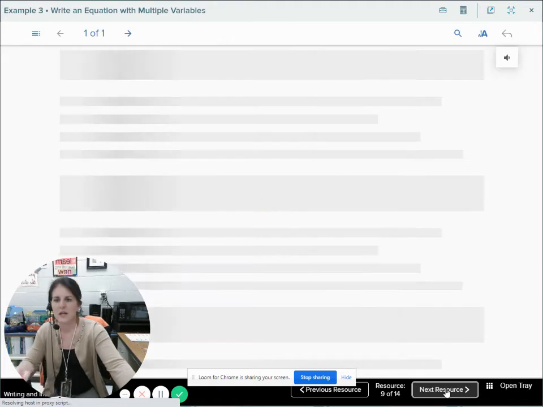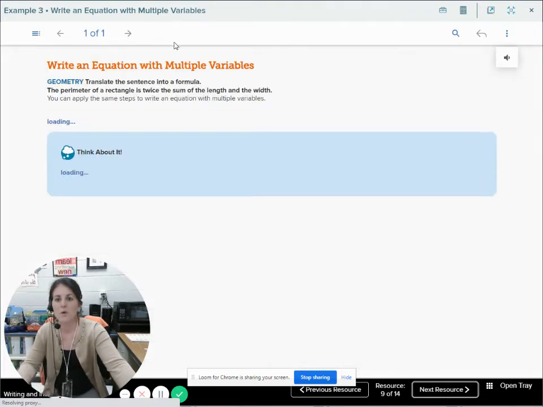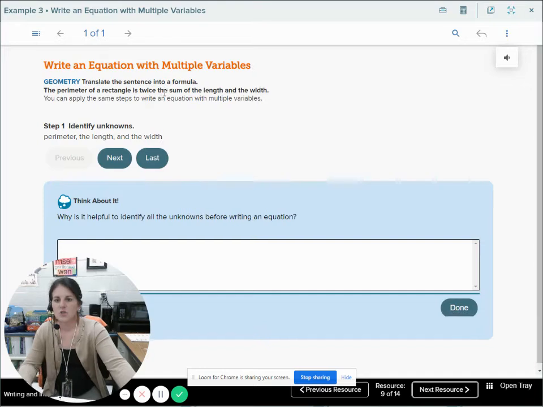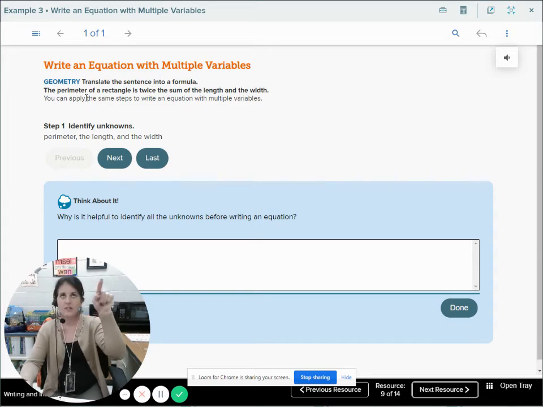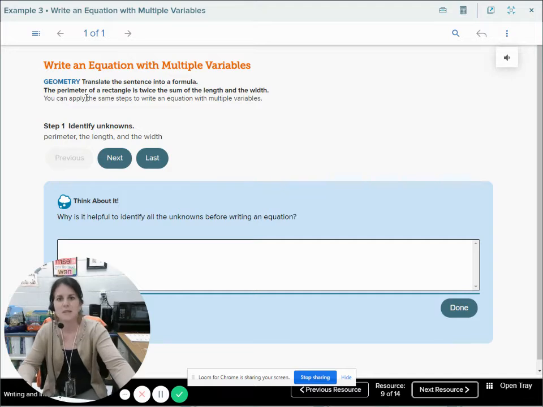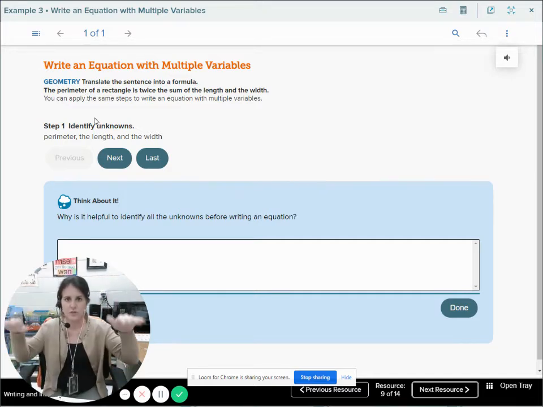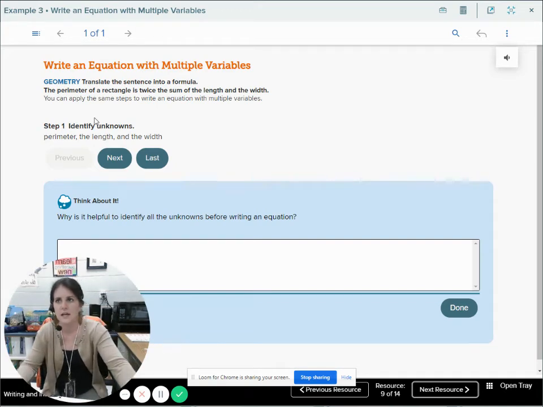Example 3, we're going to write an equation with multiple variables. So translate the sentence into a formula. The perimeter, we all know how to find perimeter, right? It's when we add all the sides up together, that gives me the perimeter of a figure. Think about putting a fence around your farm, or putting baseboard around the room. All of those things are perimeter. So the perimeter of a rectangle is twice the sum of the length and the width.